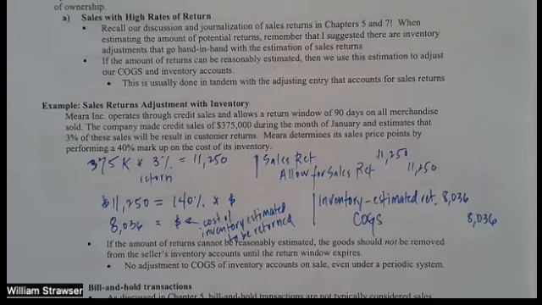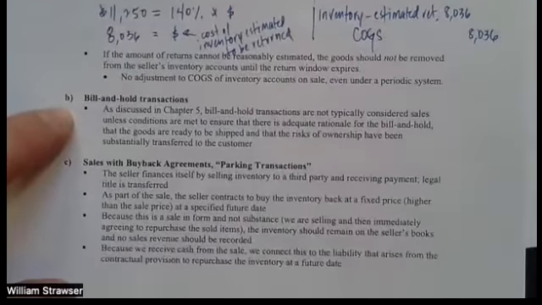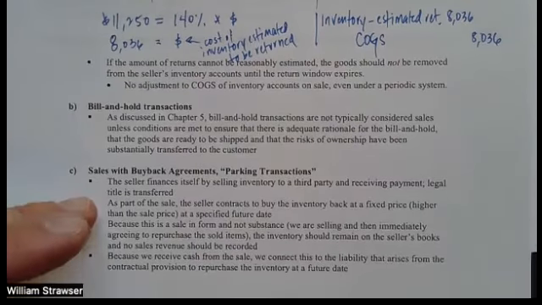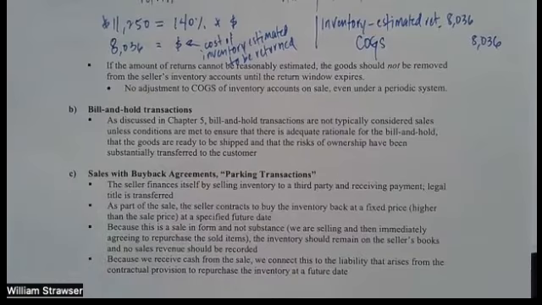I'm going to kind of skip on B and C. These are very specialized transactions. It's a way of sales with buyback agreements, sometimes called parking transactions, where I sell the inventory, but I have an underlying promise to buy it back. So basically, I have this way of getting some money for inventory for a short period of time, maybe to get some liquidity for the company. And then I'm going to turn around and buy it back when I have some more cash flow coming in.